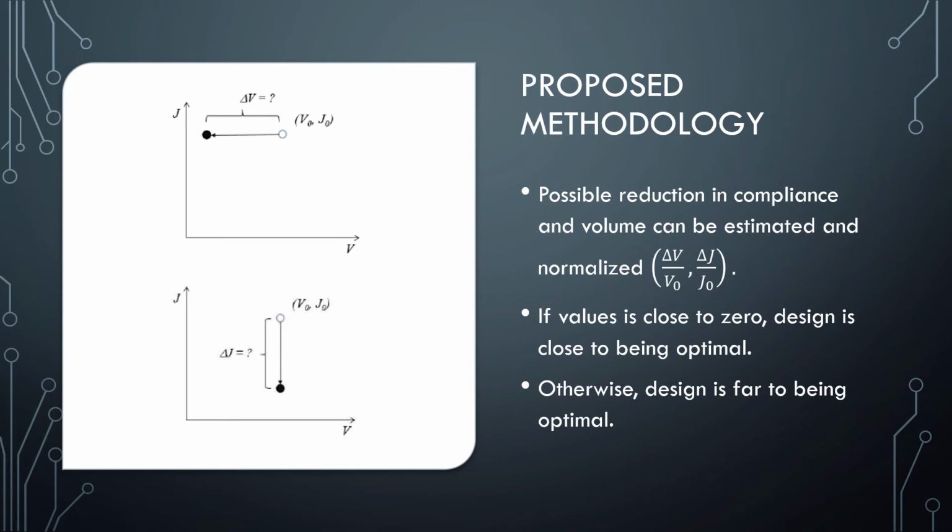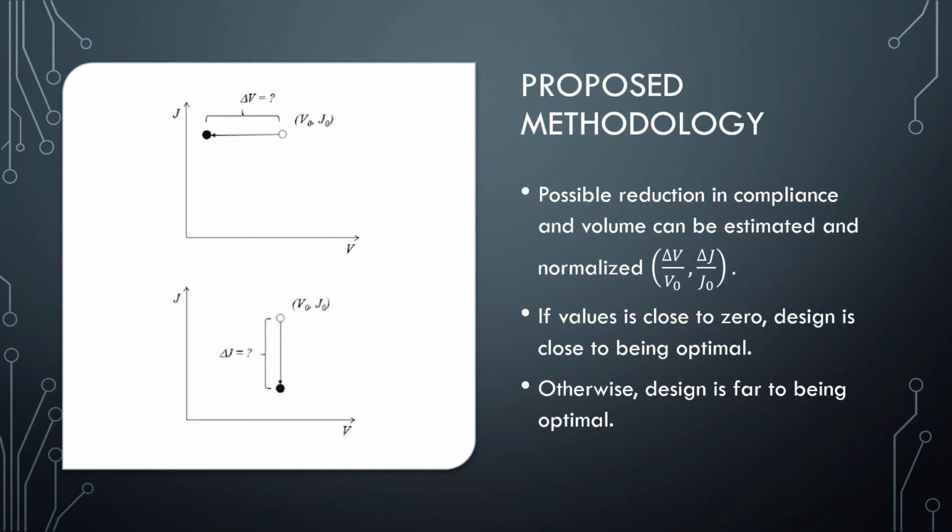For a problem of minimizing compliance while keeping the volume constant, there is an existing optimal solution where the possible reduction in the change of compliance is unknown. Similarly, for a problem of minimizing volume while keeping the compliance constant, there is an existing optimal solution where the possible reduction in change of volume is unknown.